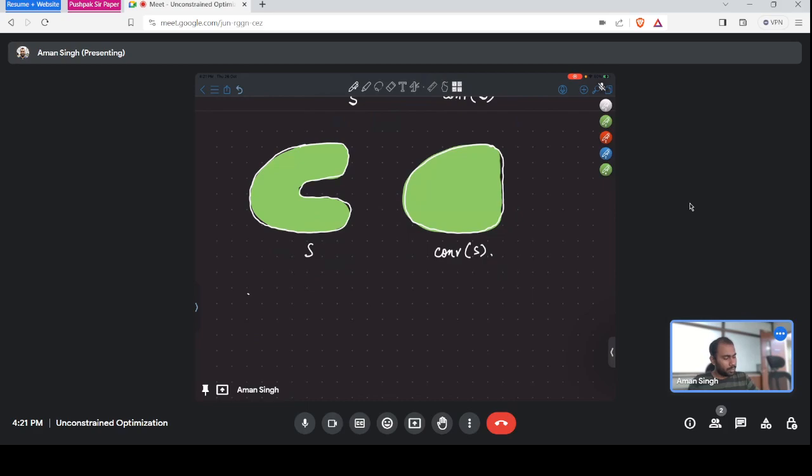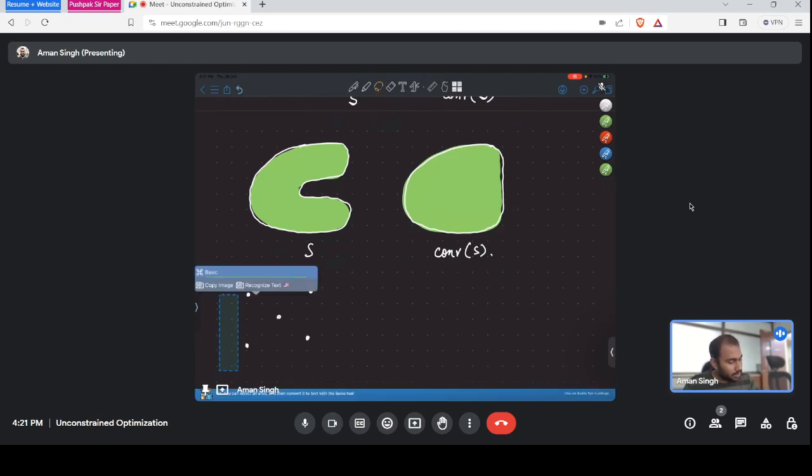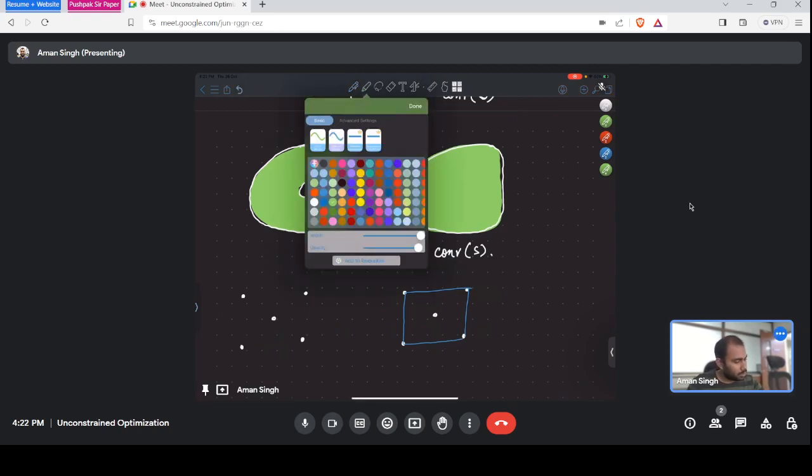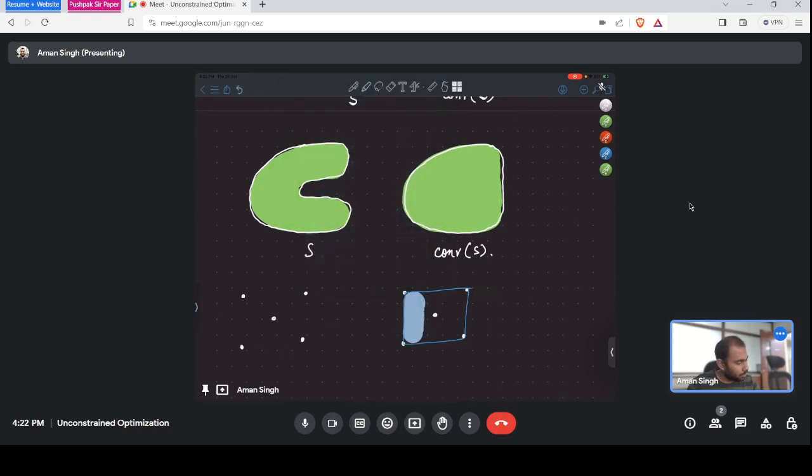One more example of discrete points. Let's say we have a set of these 5 points. Then what is the convex hull? Then the convex set is actually, let me use some other color, this. This is the smallest convex set that contains all the 5 points. Correct? This is the smallest possible convex set that contains all these 5 points. So this is S. This is the convex hull of S.